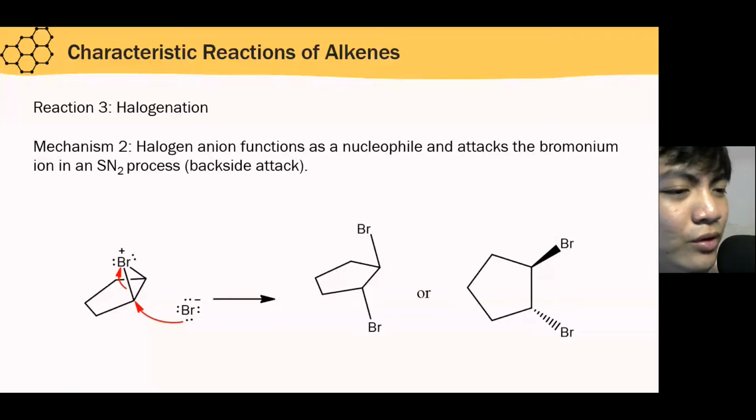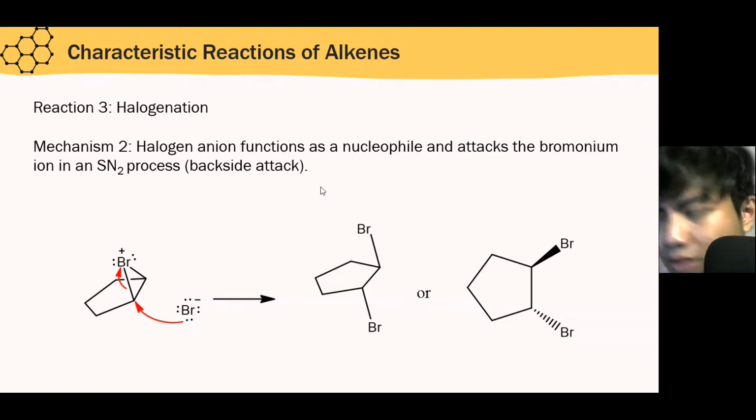Therefore, you have a trans product. No? May trans isomer kang mabubuo. Isa nasa taas, yung isa nasa baba. Okay? So, basically, that's the mechanism.